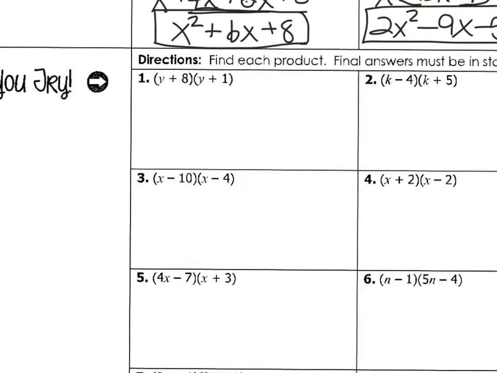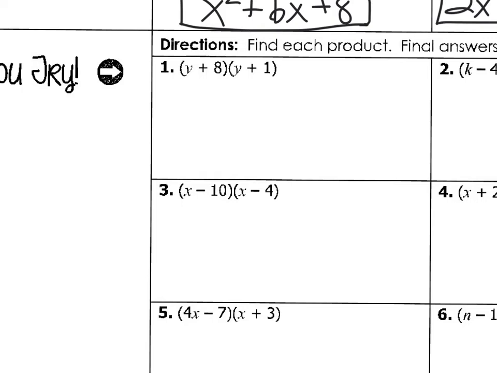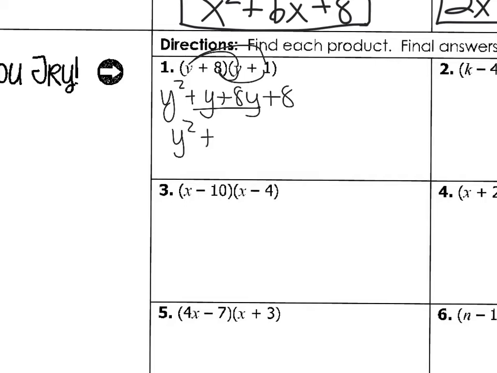All right, let's do the odd ones here. Y times y is y squared. Y times 1 is 1y. 8 times y is 8y. 8 times 1 is 8. Combine your like terms. So it would be y squared plus 9y plus 8.